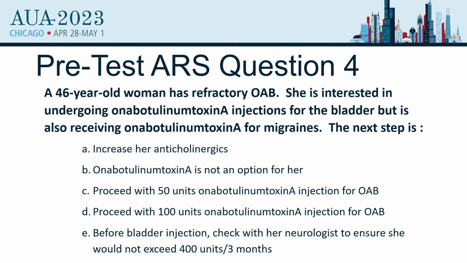So question number 4. A 46-year-old woman has refractory OAB. She's interested in undergoing onabotulinum toxin A injections for the bladder, but is also receiving onabotulinum toxin A for migraines. The next step is: increase her anticholinergics; onabotulinum toxin A is not an option for her; proceed with 50 units; proceed with 100 units; or before bladder injection, check with her neurologist to ensure she would not exceed 400 units in 3 months' time.